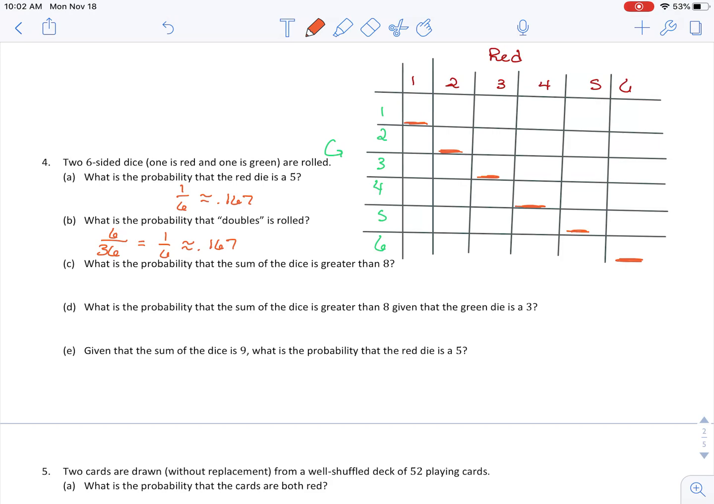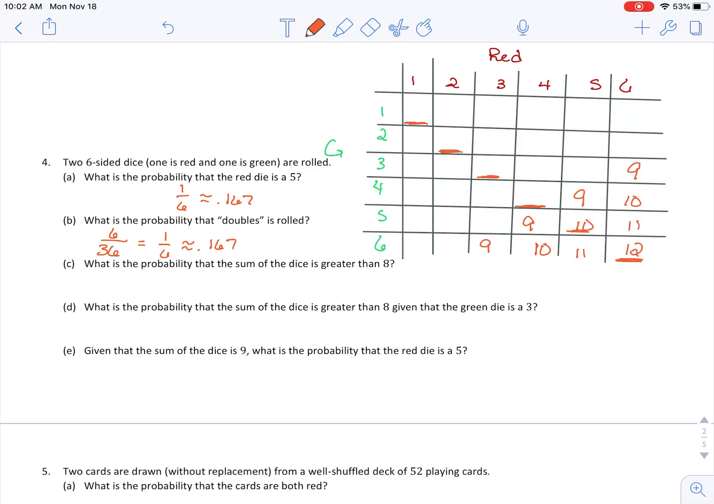The probability that the sum of the dice is greater than 8. So for example, a number greater than 8 is 9. 6 plus 3 is 9. 5 plus 4 is 9. 4 plus 5, and 3 plus 6. So there are lots of ways to get 9s, 10s, 11s, and 12s.